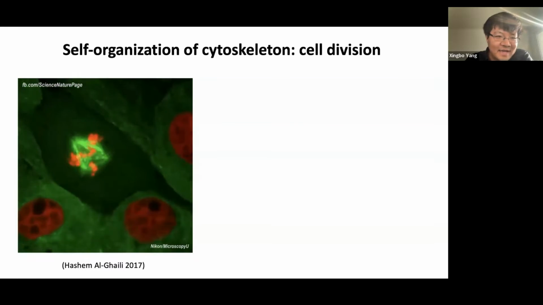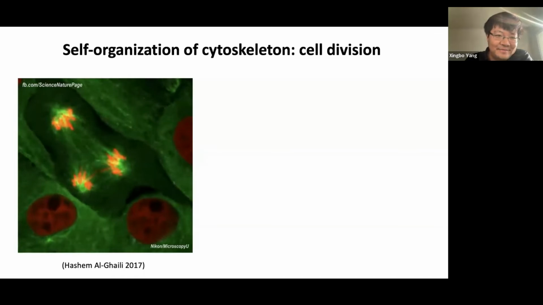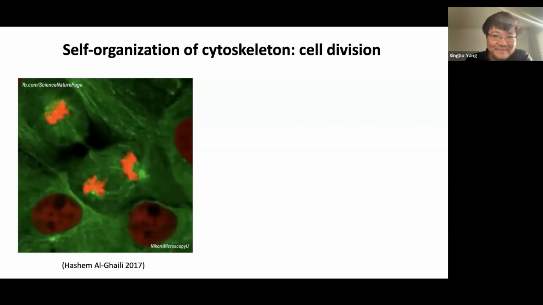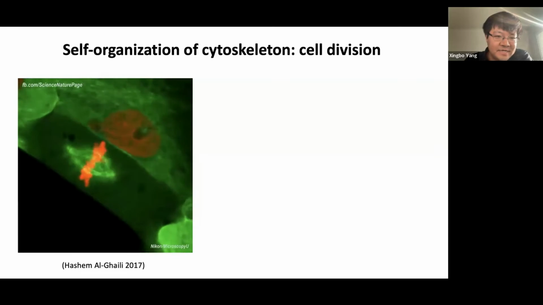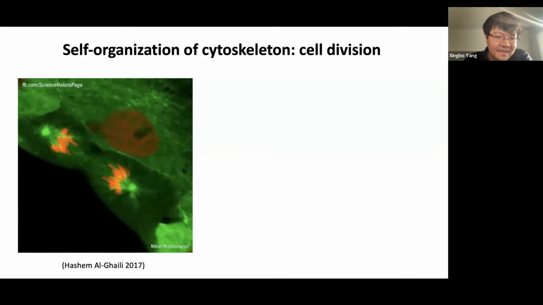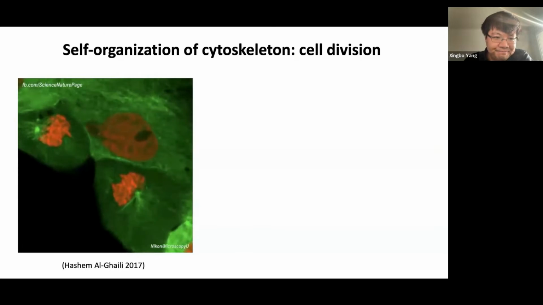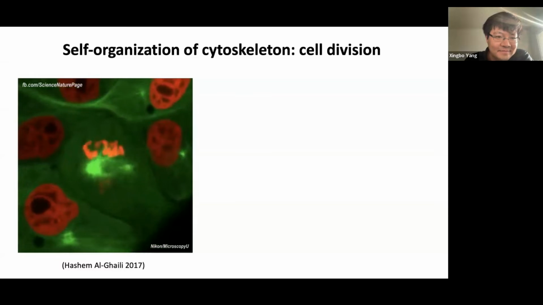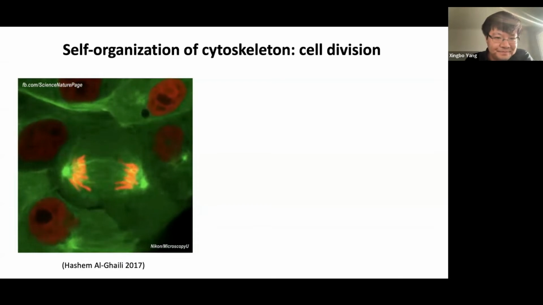So this is a slightly sad cell, I think. Sometimes cell division could be a little bit strange. I can see the chromosomes condense, and then the spindle forms and it segregates the chromosomes into two daughter cells. This is mitosis, and this is how cells proliferate.